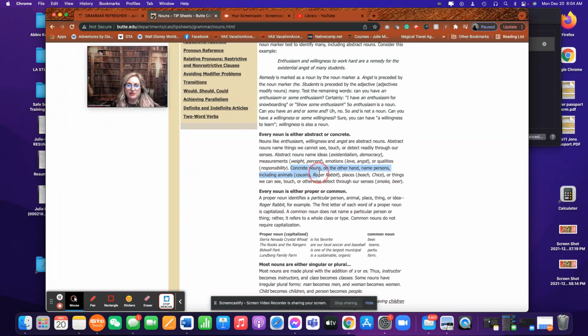Concrete nouns are a little bit easier. You've got cousins, Roger Rabbit, places. You've got things that you can detect, smoke. Yeah, this even says beer. Remember, this is a college website.